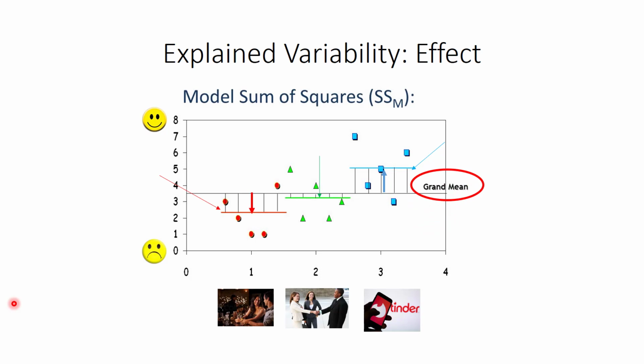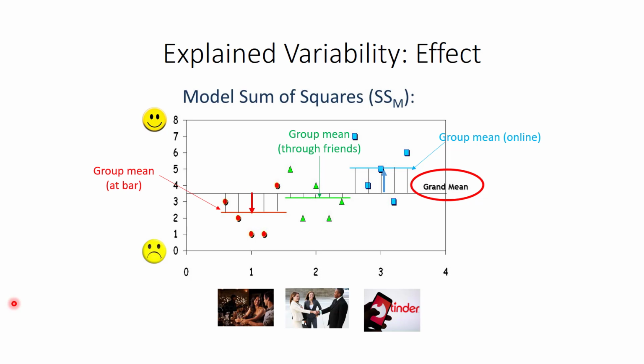The grand mean is the average happiness score of all couples regardless of how they met. The group mean is the average happiness score of couples in each group. There are three group means: the mean for couples who met at a bar, the mean for couples who met through friends, and the mean for couples who met online.